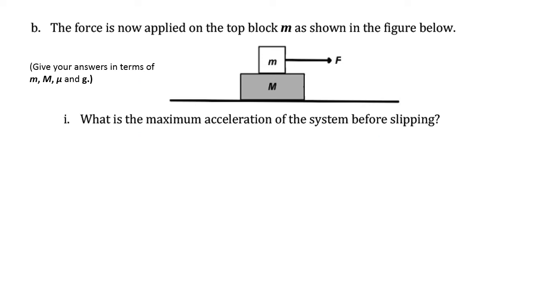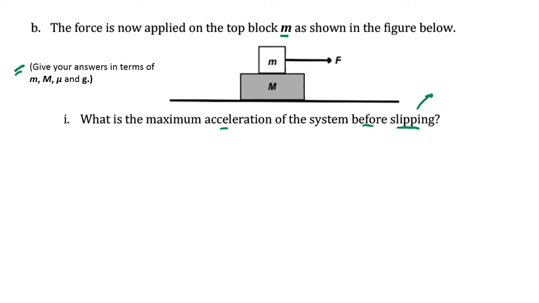Part B. The force is now applied on the top block M as shown in the figure below. What is the maximum acceleration of the system before slipping? Again, when we say slipping, we mean before M, the small block, separates from the bigger block. Give your answer in terms of the following symbols.